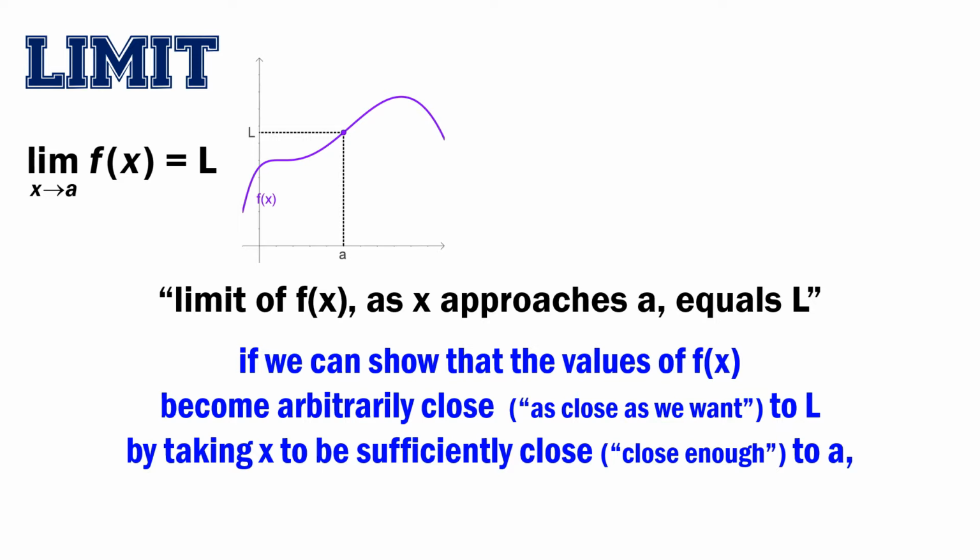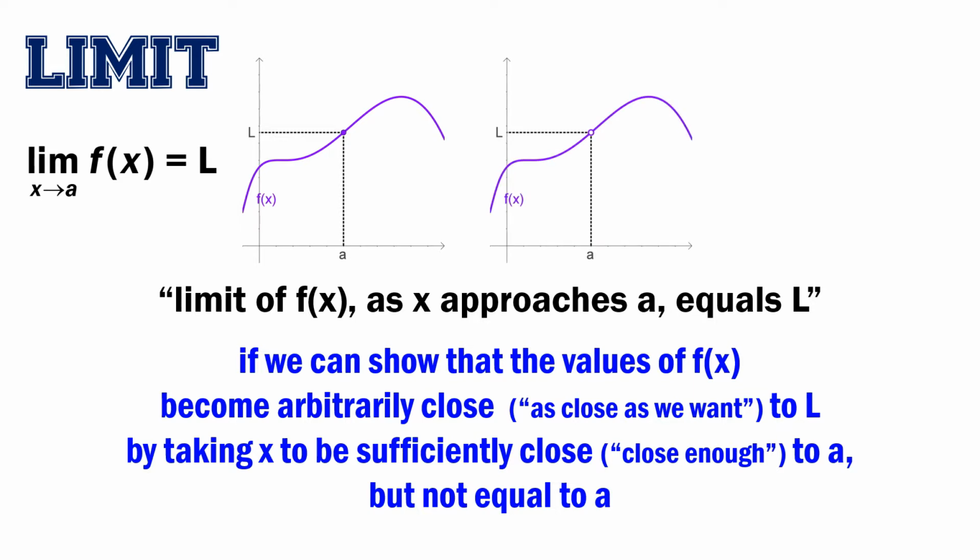Now, sufficiently close is not the same as arbitrarily close. There's a slight difference. Sufficiently close means as close enough to a as we want to be. Notice I said close to a. I did not actually say it had to equal a, which means not only is this graph a representation of the limit of f of x as x approaches a equaling L, but so is this graph, even if f of a doesn't even exist, if there's a hollow point in the graph at that particular height.